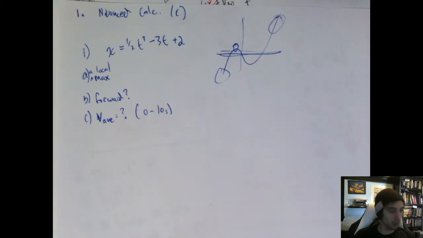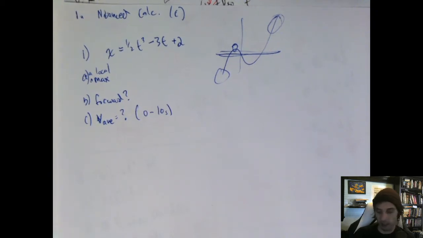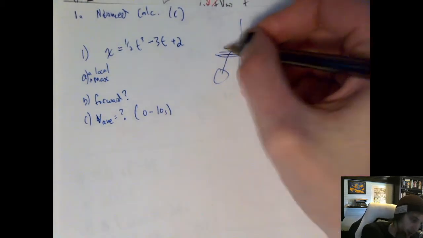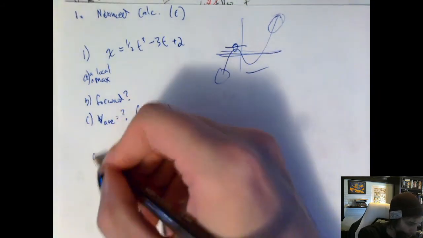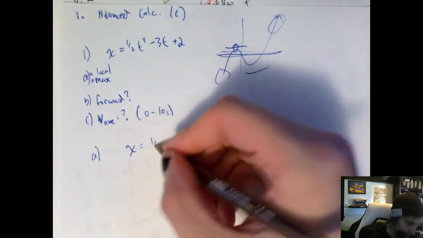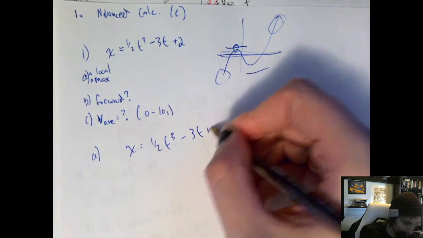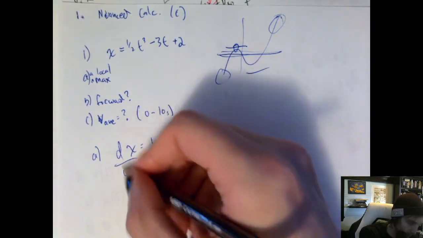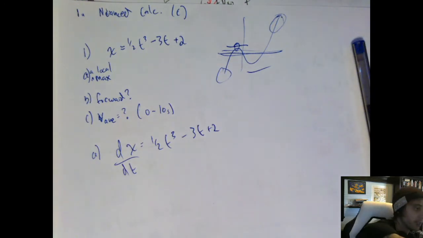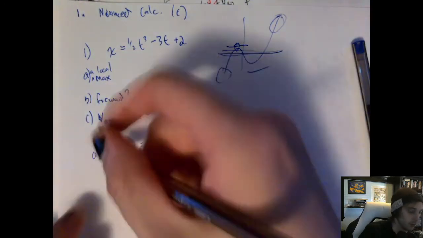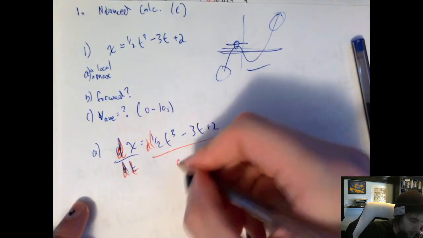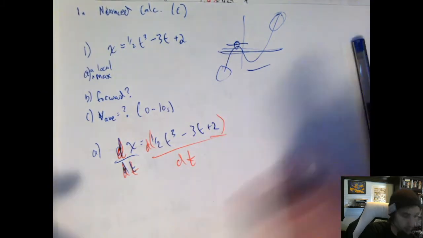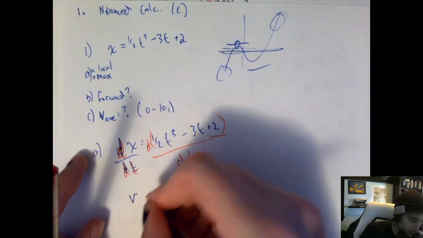So let's do it. If we want to find local maxima or minima, we need to find the places where our derivative is equal to 0, because those will be the places where in the equation it looks something like this. So taking our derivative of our function for a, we've got x equals 1/2 t to the third minus 3t plus 2. We're looking for the derivative with respect to time, and we've got dx dt over here as well. dx dt is equal to velocity.